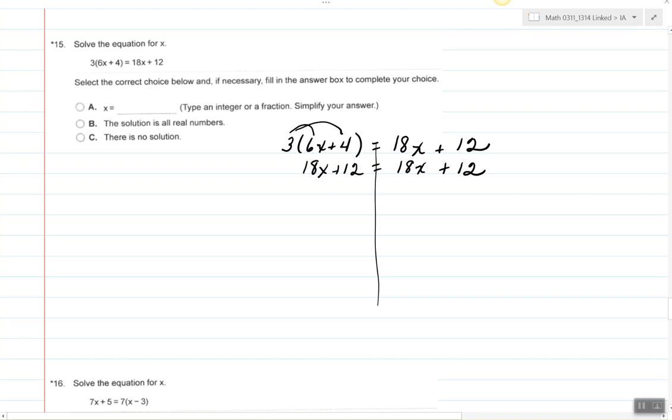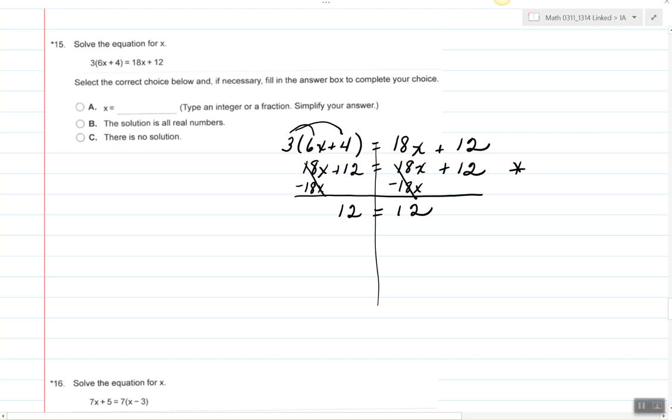Right away, you might notice that the left side and the right side are the same, but maybe you didn't notice it yet, and you were just going on with your steps. Both sides are simplified. I have variables on both sides, so I'm going to get rid of the one on the right. I'm going to subtract 18x from both sides. Variables are eliminated from the left, but they're eliminated from the right, and I'm left with this statement of 12 equals 12. There are no variables.